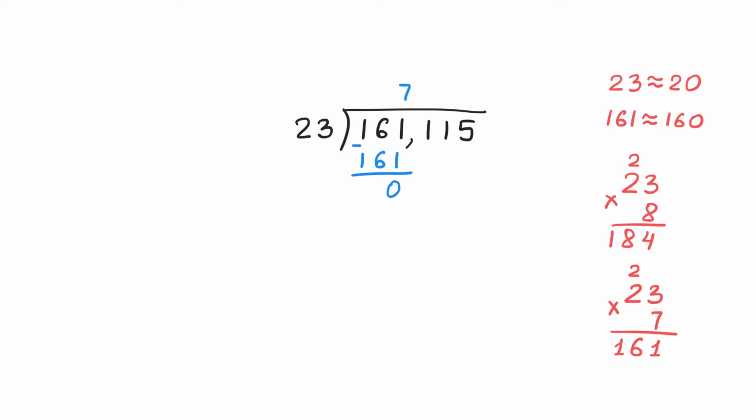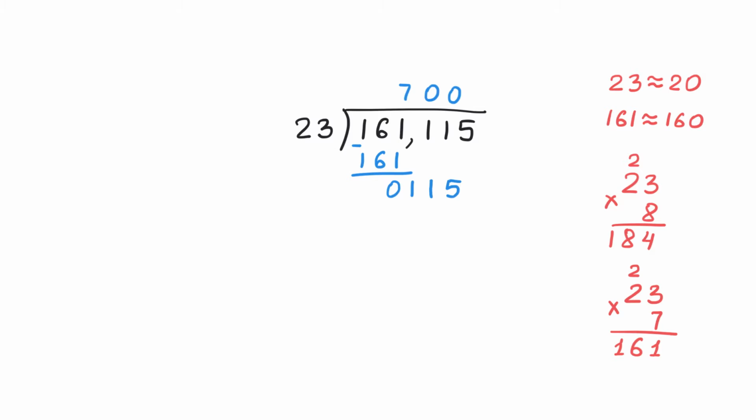Now let's bring down the next digit. 23 does not go into 1, therefore we will write a 0 above this 1 and we will bring down the next digit. So we will write a 0 next to 7 and we will bring down the next one. 23 does not go into 11, therefore we will write another 0 above this one and we will bring down 5. So let's write another 0 above and bring down 5.